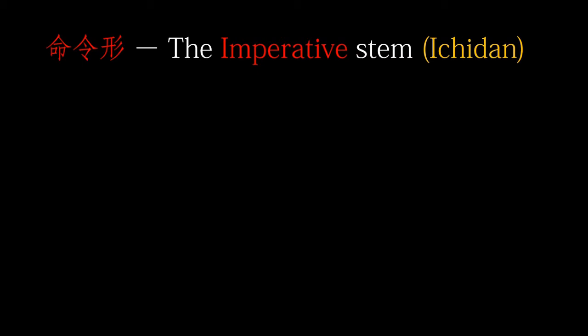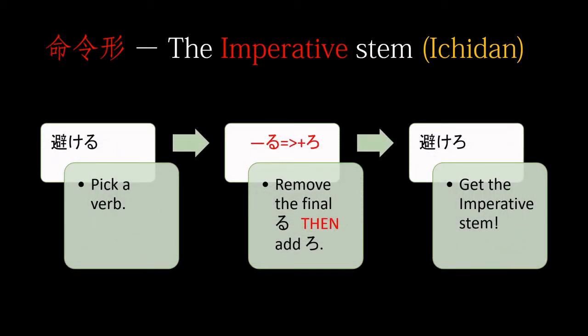And now we have the imperative stem for our Ichidan verbs. Once again, we have a game of elimination and addition. First, we pick a verb, once again sakeru. Then we remove the final ru and we add ro. Thus, sakeru becomes sakero. And this is how we get the imperative stem for our Ichidan verbs. First, remove ru and only that, add ro. So that means sakeru becomes sakero. Once again, the second step is crucial. Always remember to remove the final ru and add ro in its place.